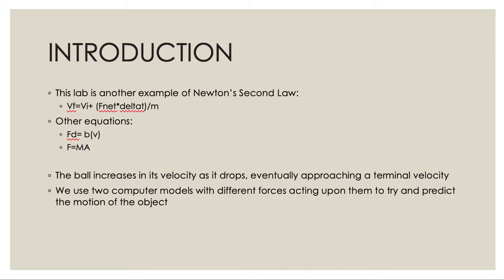Falling Object. In this lab, we examine the motion of an object dropped from rest using Newton's second law. Other important equations to this lab include the equation for drag force, where drag force is equal to the velocity of the object multiplied by a drag constant. We also need the equation for the force of gravity, where gravity is equal to mass times the universal gravitational constant. We also examine what a terminal velocity looks like and use the equation force is equal to mass times acceleration to see that our object will accelerate as it falls.